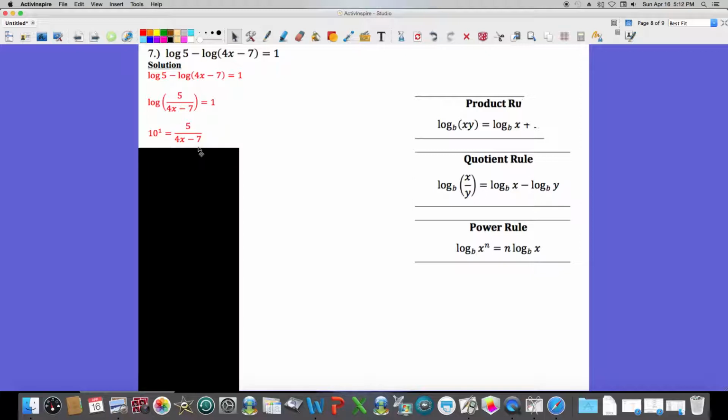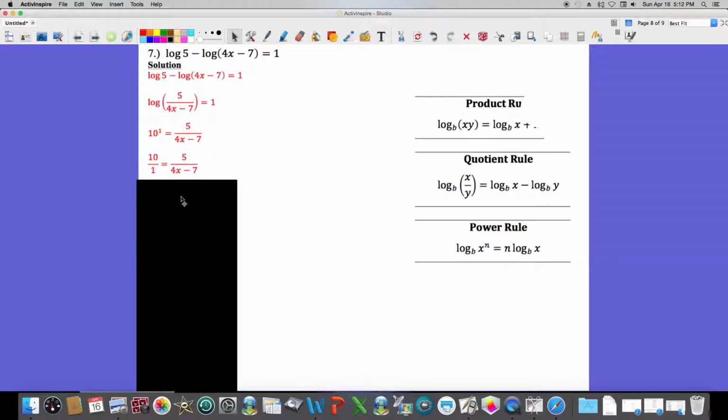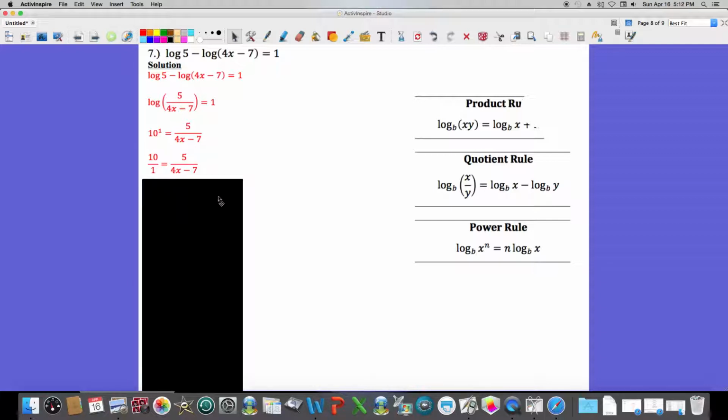Some of you may see this, if we write this 10 as 10 over 1, as solving a proportion. A proportion is an equation. It's a claim that two ratios are equal to each other, and one technique to solve proportions is to cross multiply. So if we cross multiply, we have 10 times this binomial along one diagonal and 5 times 1 along the other.